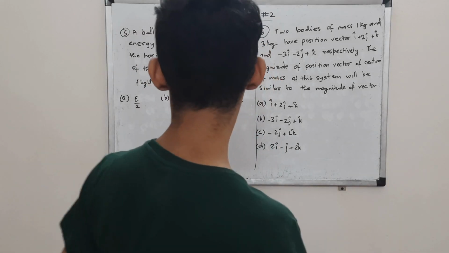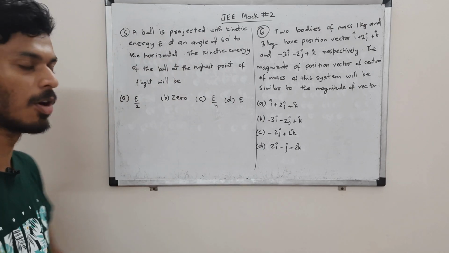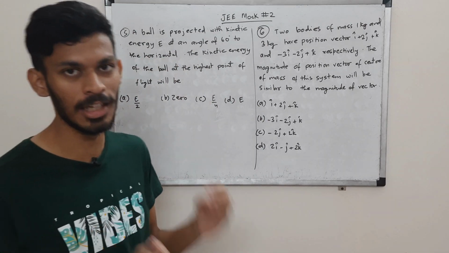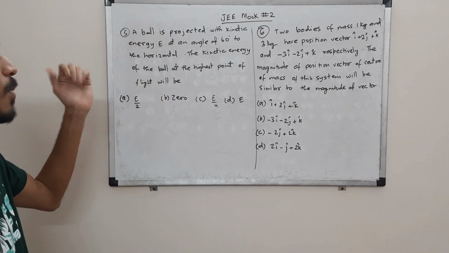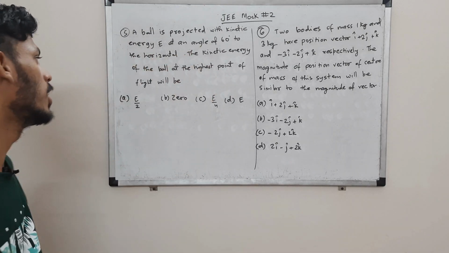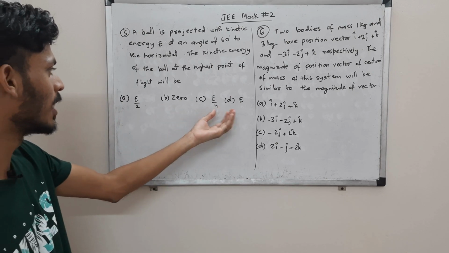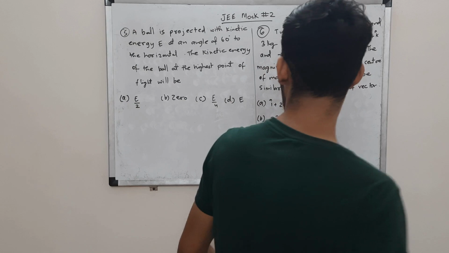And 6 over here. In question 5, we are going to project a ball at an angle of 60 degrees with respect to the horizontal. The kinetic energy at the time of projection is E. You are supposed to tell what is the kinetic energy of the ball at the highest point of the flight. Is it E by 2, E by 4, or E? Okay, so let's find out.